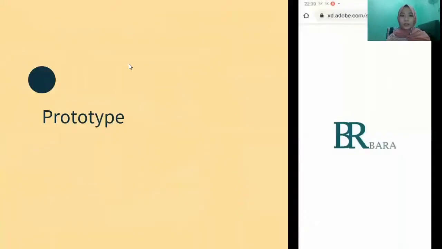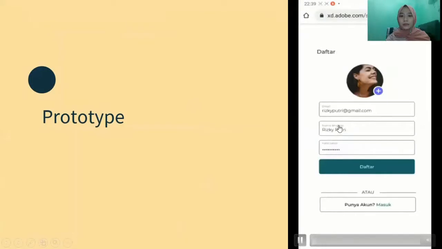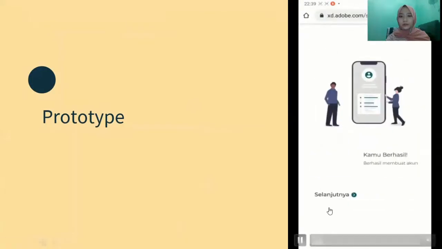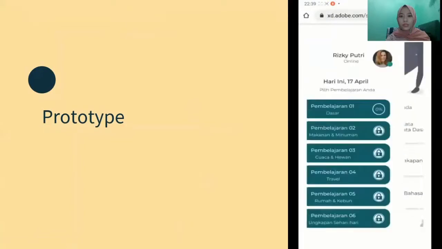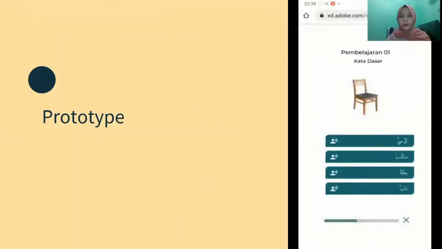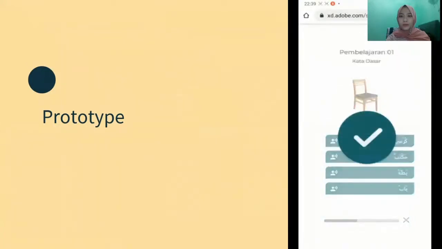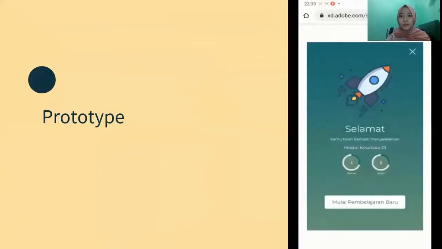This is a prototype of the application, Arabic Learn. This is the splash screen page and the account registration page. This is the home page where you can choose learning. This is a page of the quiz, and a pop-up if your answer is true or false. And this is the reward page.